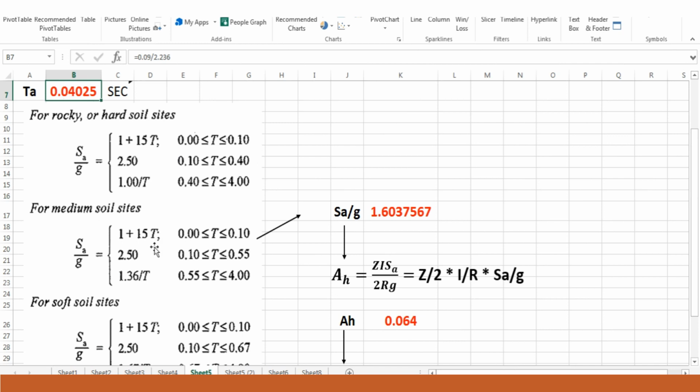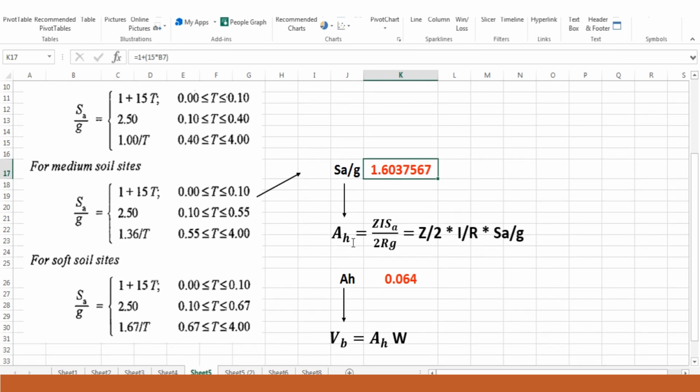We have T between 0 and 0.1, it's 0.04. Therefore, SA by G would be 1 plus 15 into T. T here is 0.04. So SA by G we get as 1.603 or 1.604. From there, we can now obtain the value of AH.